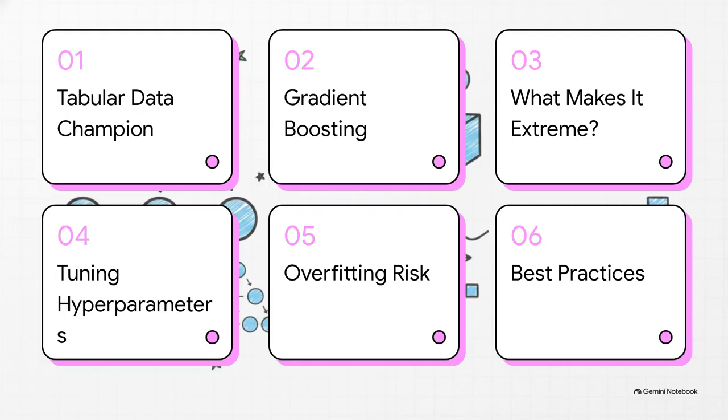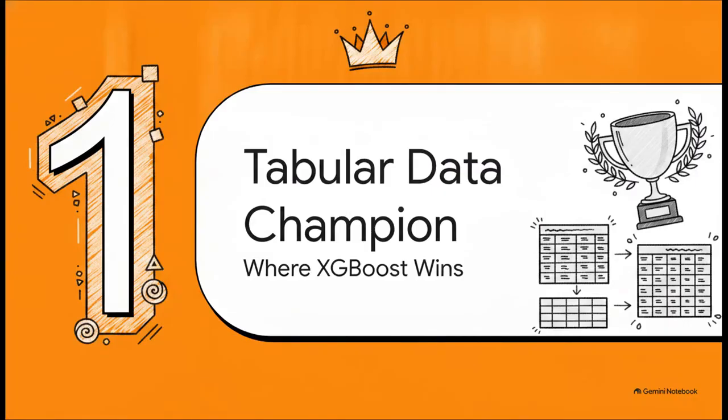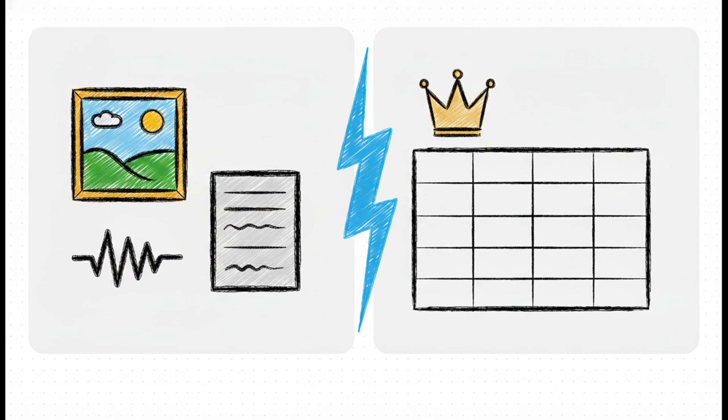Let's jump right in. Section 1. The Tabular Data Champion. Okay, let's dive into this. To really get XGBoost, we've got to understand the specific arena where it absolutely reigns supreme.